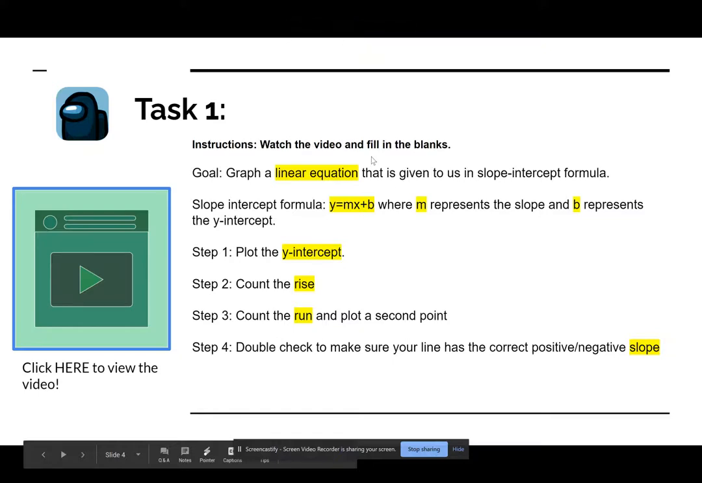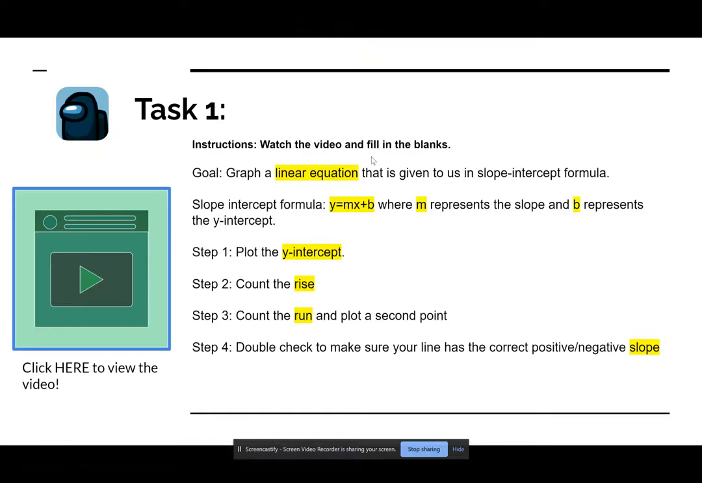Task 1. Our goal is to graph a linear equation that is given to us in slope-intercept form. Slope-intercept form is y equals mx plus b, where m represents the slope of the linear equation and b represents the y-intercept. So there are really 4 steps to graph linear equations.